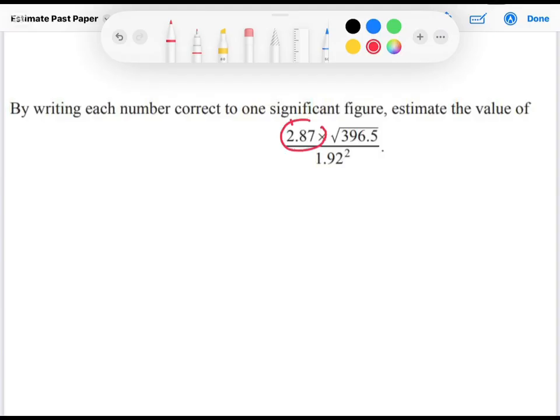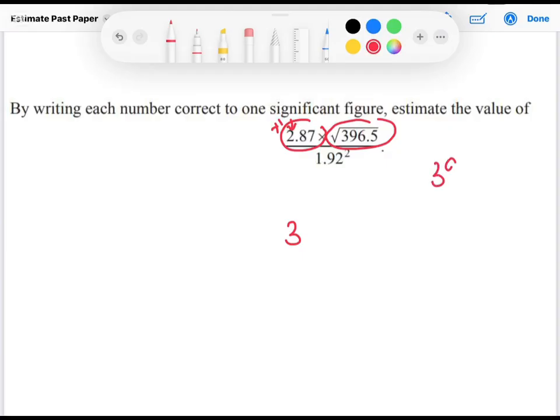2.87, the first significant figure is 2. After 2 we have 8, so I have to add 1 here. So this will become 3. As I told you, the decimal point and 0 will not be written because they would be counted as significant figures. Now how to solve this root? Don't worry about this root.